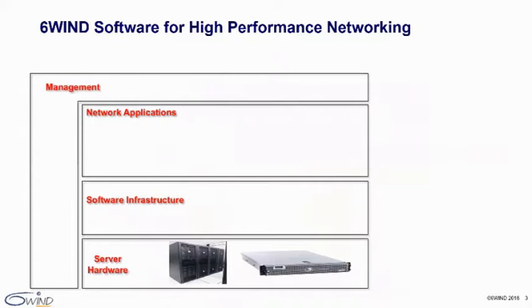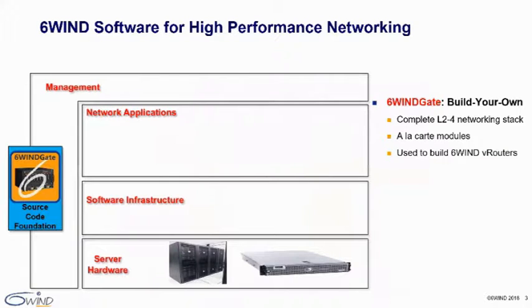I'll begin with a brief introduction of 6WIND's software product portfolio. We have two software families. The first is 6WINDGate, a complete Layer 2 through Layer 4 networking stack available in source code optimized for standard commercial off-the-shelf or COTS servers. 6WINDGate is integrated by OEM vendors such as Infoblox to develop a complete networking appliance, solution, or system. And 6WINDGate is used to build 6WIND's second product family of vRouters or virtual routers.